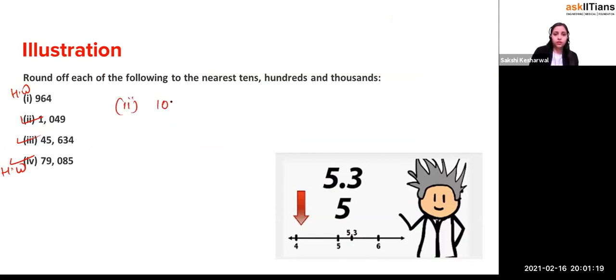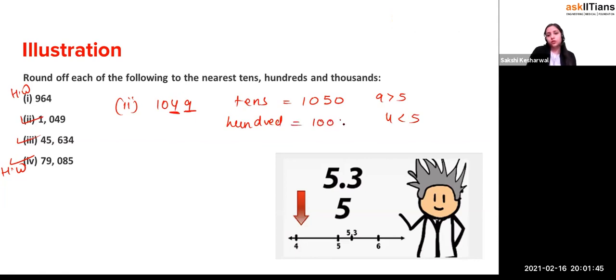It says that 1049. It says that for the tens, let's talk about the tens. So for the tens, you have to see the ones place. So 9 is greater than 5. So what you will be doing, adding 1. So this will become 1050. That's it, right? Now coming to 100, it will be 100. So 100 means you have to see the tens place. So you see that 4 is less than 5. So you will be just writing 0 0 everything. So this equals 1000, right?